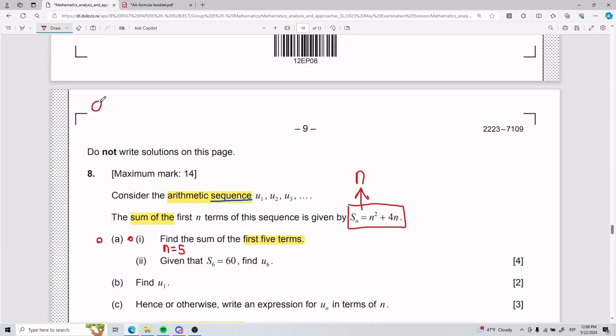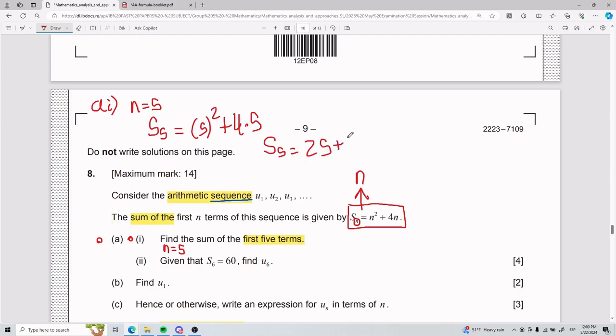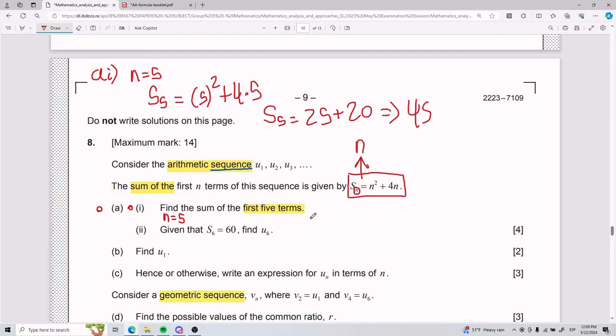And so for part AI, it's pretty straightforward. You just need to plug in n equals 5 into the formula that it gave you. Now you plug in n equals 5 everywhere just to be organized. So that means that even this little n is going to turn into 5. So S of 5 equals 5 squared plus 4 times 5. Well, 5 squared is 5 times 5, so 25 plus 20. S of 5 equals 45. So for part AI, we have that the sum of the first 5 terms is going to equal 45.